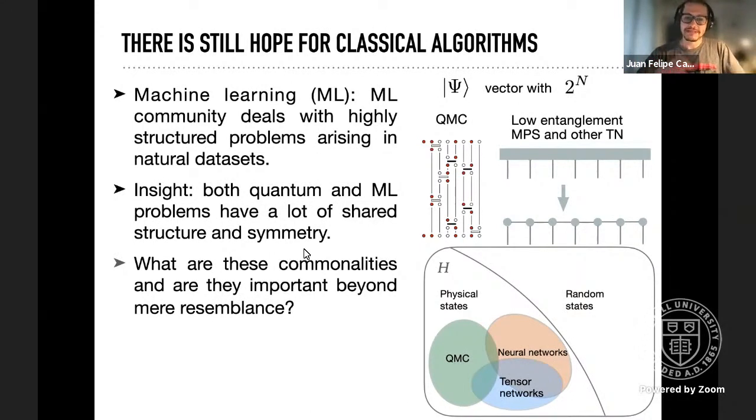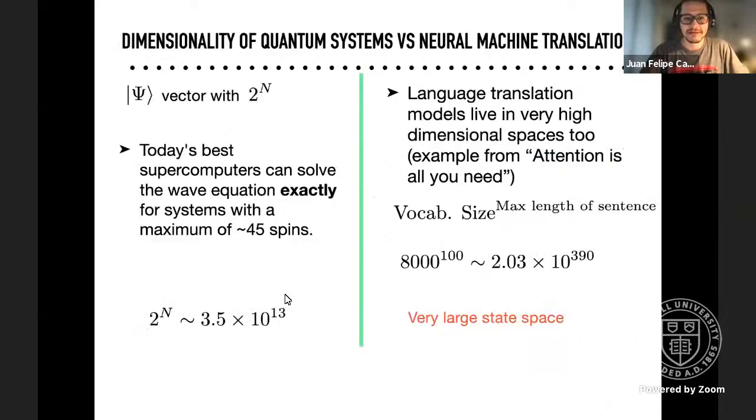And so the insight, or what I want to propose, is that both quantum physics and machine learning have a lot of structure, and even some shared structure and symmetry that we can exploit, and that this is what allows us to use all these techniques to make progress without even making a lot of changes to the architectures and so on. So there are commonalities, structure and symmetry. What are these commonalities, and are they important beyond mere high-dimensional resemblance? That's the question. The first one is high dimensionality, which I mentioned.